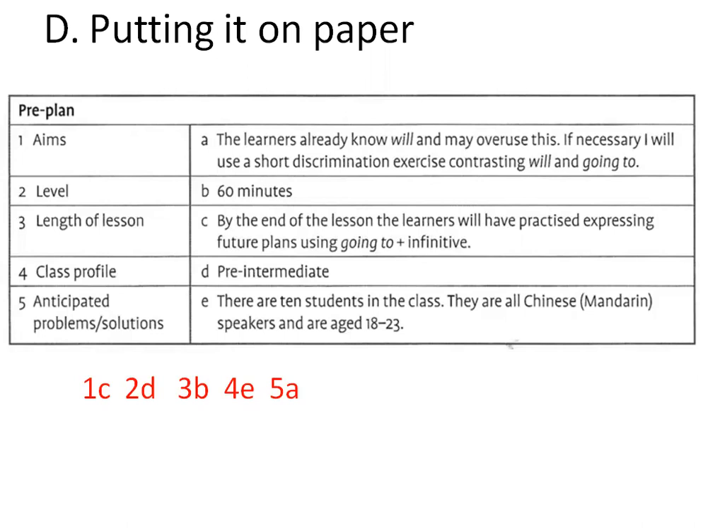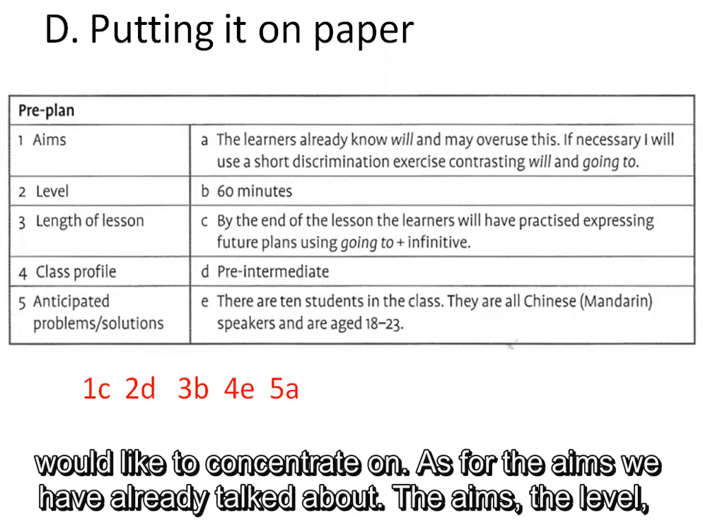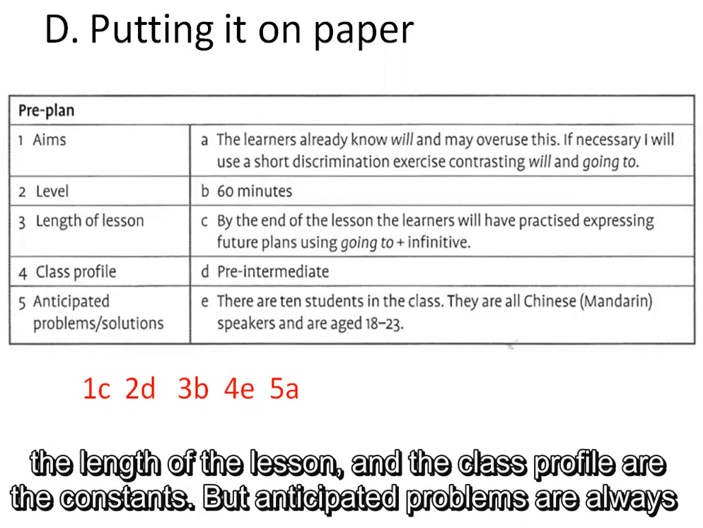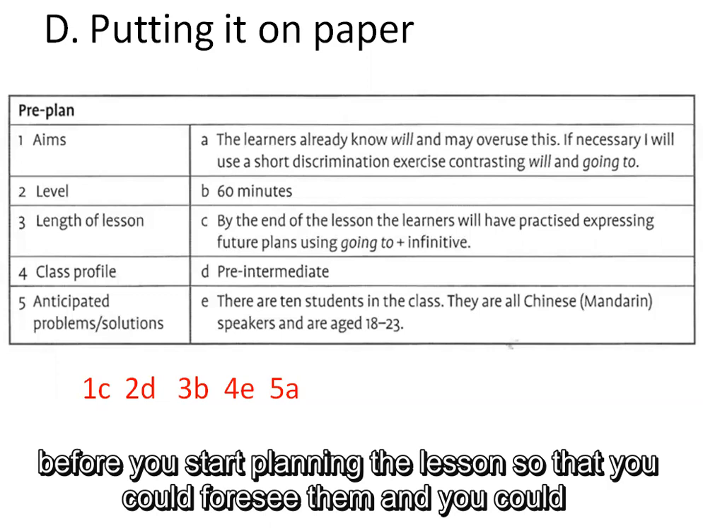Okay, let's get going. As you can see, point number 5 is anticipated problems and solutions. This is probably the one I would like to concentrate on. As for the aims, we have already talked about the aims. The level, the length of the lesson, and the class profile are the constants. But anticipated problems are always new. They're always coming up. And that's a great idea to think about the problems before you start planning the lesson so that you could foresee them and you could kind of prevent them.